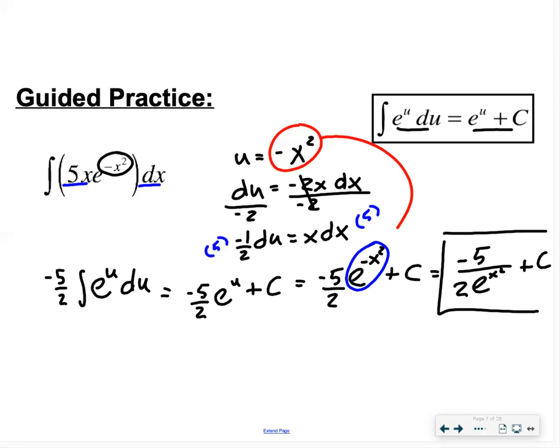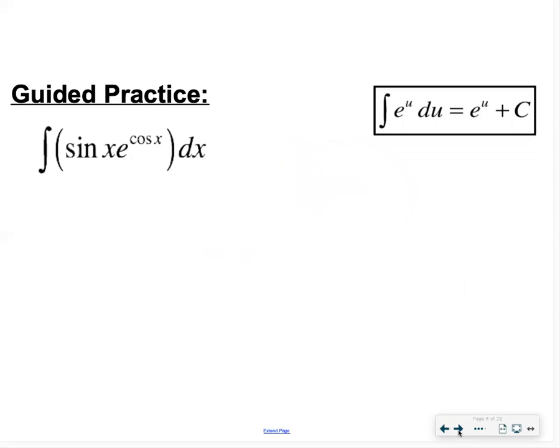Okay, let's try a couple more. Let's see if I don't screw these up again. All right, let's try one with trig. Do one with trig, and I think I have one more after this.